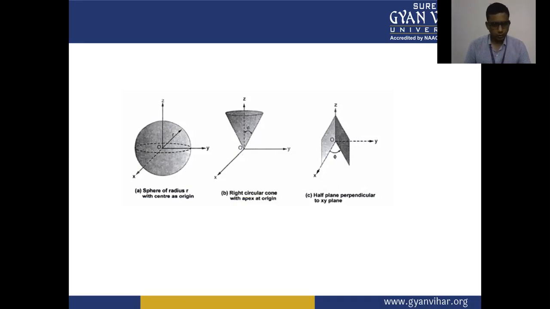So this cone shows the angle theta with the z-axis to the cone boundaries, and so this right circular cone with apex at the origin shows the value theta in the sphere. Figure C shows the xy plane, and the half plane perpendicular to the xy plane is at the angle phi.